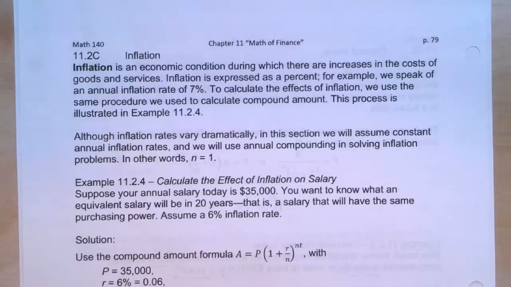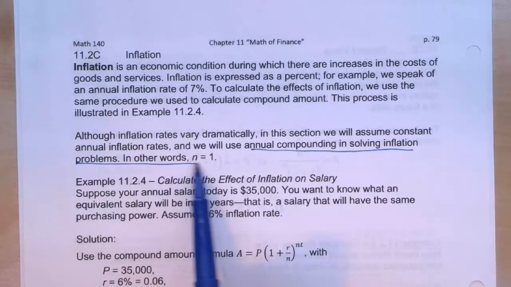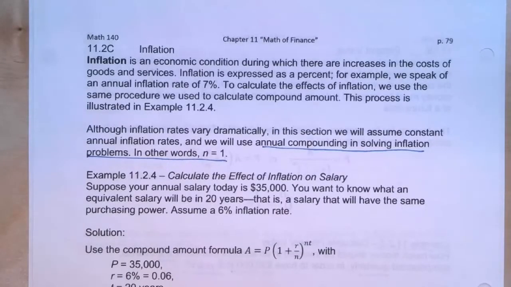There's an example, 11.2.4, that you can do on your own, where we're given the P and then we're calculating the future value. We've already done 2 examples of that, so we're not going to do that one together. But the big idea here is that we're going to use annual compounding to solve inflation problems. So that means that n equals 1.